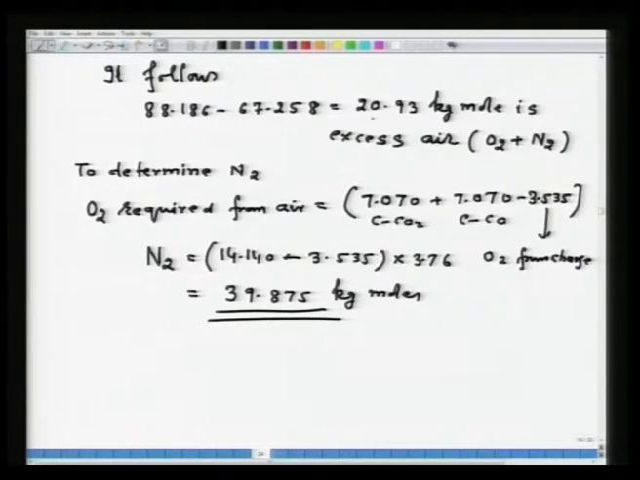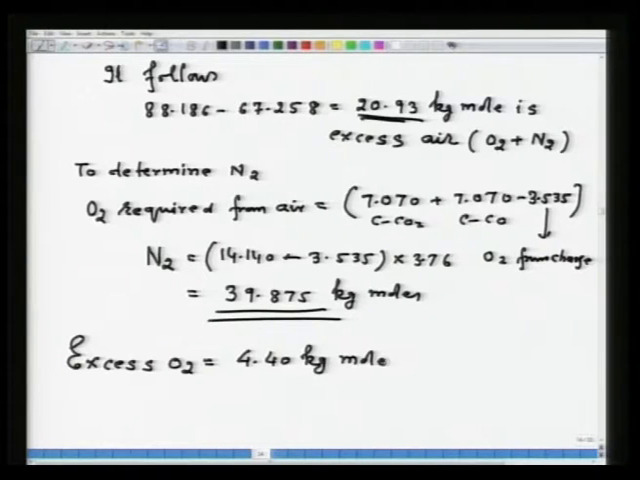Now, say this 20.93 is the excess air. So, accordingly excess oxygen would be, say, 4.40 kg mole, that is 20.93 into 0.21. Then the excess nitrogen corresponding to the excess oxygen: I subtract 4.40 from 20.93, that will be the excess nitrogen. So, that will be equal to 16.53 kg mole.